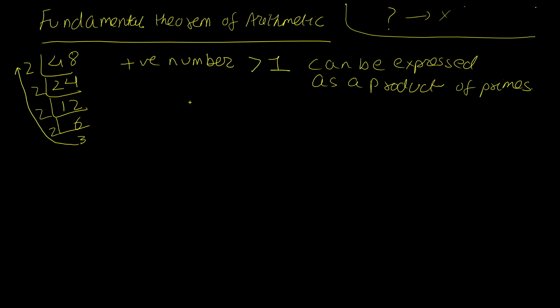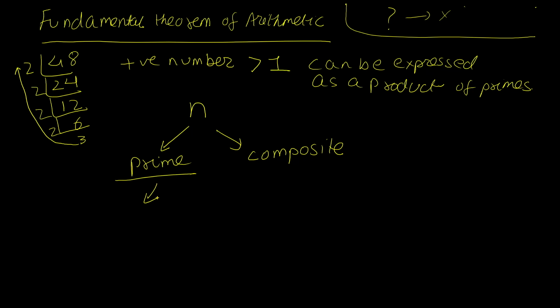Whatever number n is, it can either be a prime or not a prime, which we call composite. A number that is not prime is called composite. If n is prime, my problem is already solved. Writing 3 as 3 also counts as a product. If the number is already prime, it is already expressed as a product of primes. And if a number is composite, it's at least a product of 2 factors.